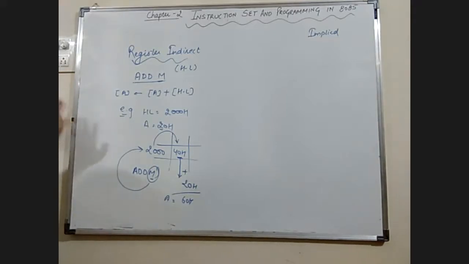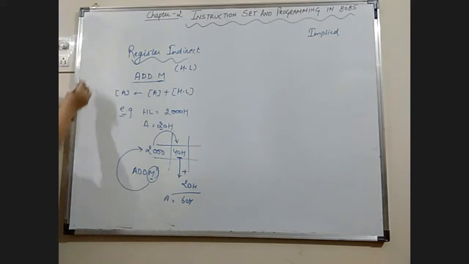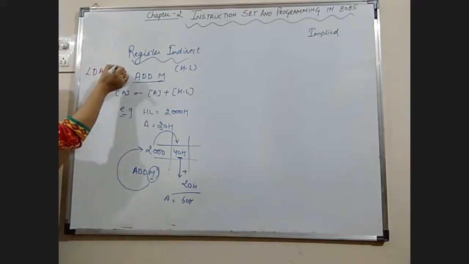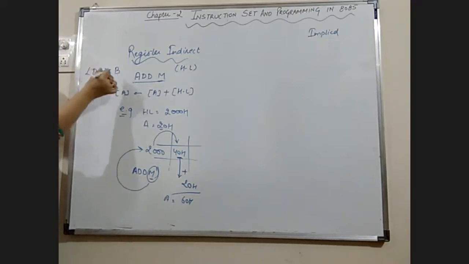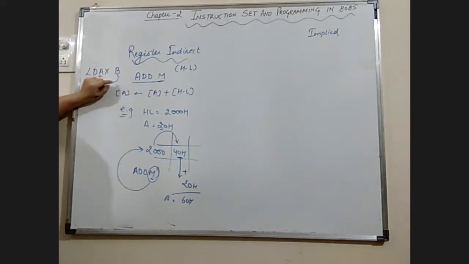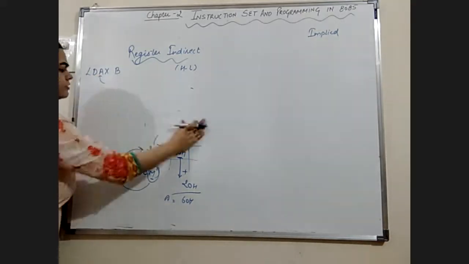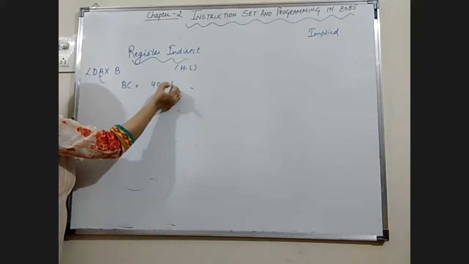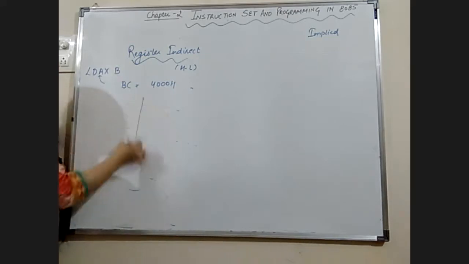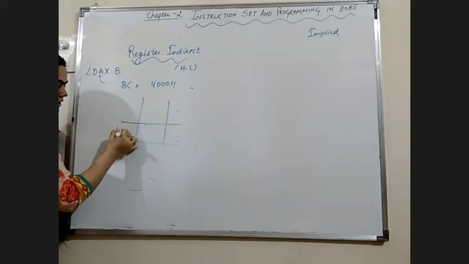Now students, the next example in register indirect is LDAX B. This instruction means the contents of the memory location pointed by the BC pair will be loaded into the accumulator. You can see here, whatever contents are present in the memory location that is pointed by this BC pair will be loaded into the accumulator. For example, in the BC pair we have the address 4000H.